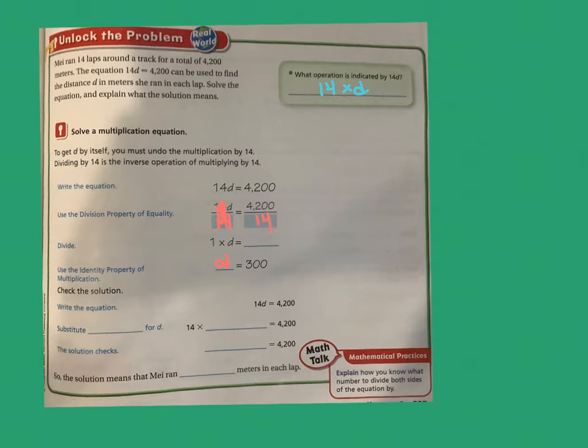4,200 divided by 14 ends up being 300. So we find out that the distance is 300. Did it say what the measurement was? Meters. 300 meters for each lap. They say you can check the equation. Now that we know that d is 300, we can plug that in. We would substitute 300 for d. Calculate, calculate, calculate. 300 times 14 would give us 4,200. And yes, that does check out. So the solution means that Mai, or however you say her name, ran 300 meters for each lap.